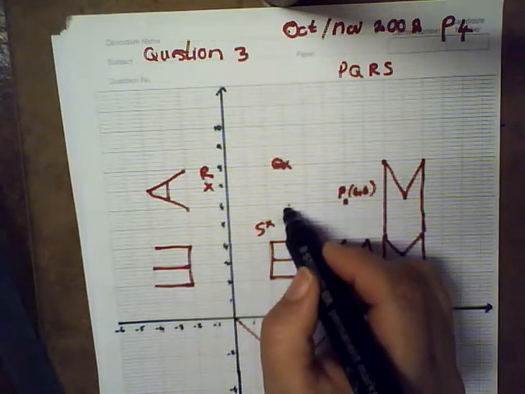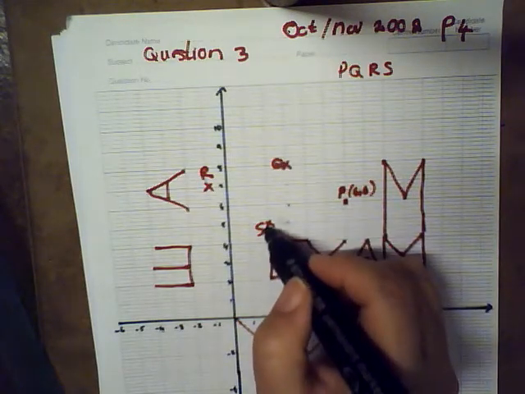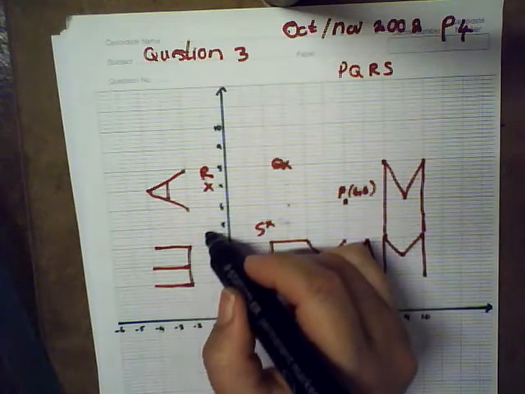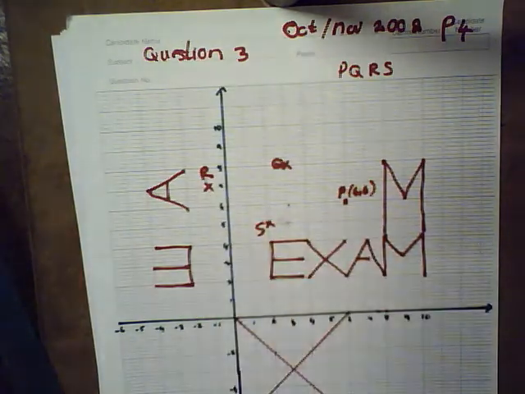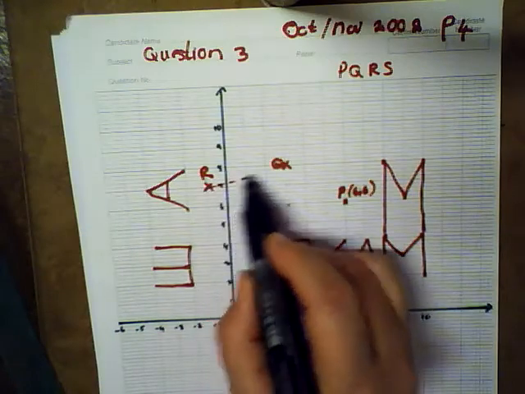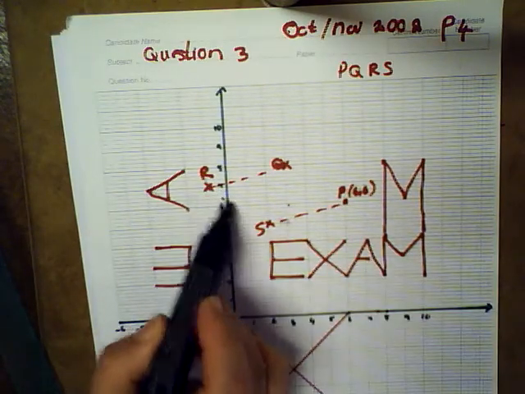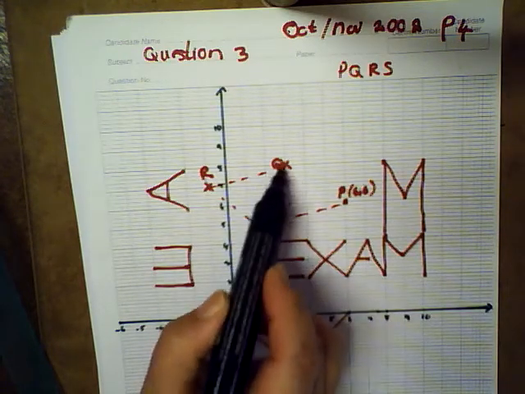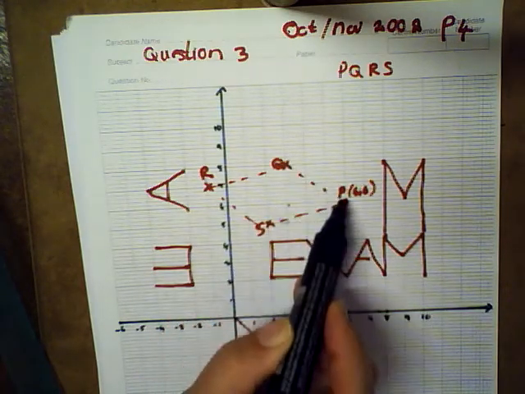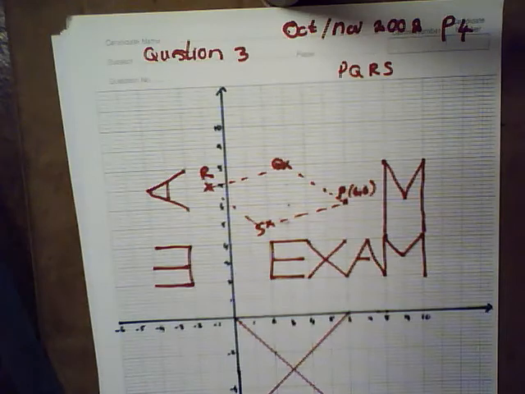So from this point, 1, 2, 3, 1, 2. Okay, and there is PQRS. That's a parallelogram that we are talking about, and it should have nice parallel sides. Okay, good, and we're done with question 3. Let's carry on with the next question.